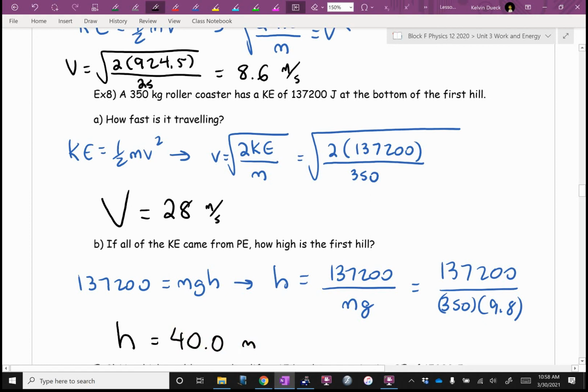What if, due to building codes, I'm only allowed to build a hill 36 meters high? But I still want you to go for 28 meters per second at the bottom. What do I do? No. Dig a hole. I go 4 meters down into the ground. And you'll see coasters that have done that.